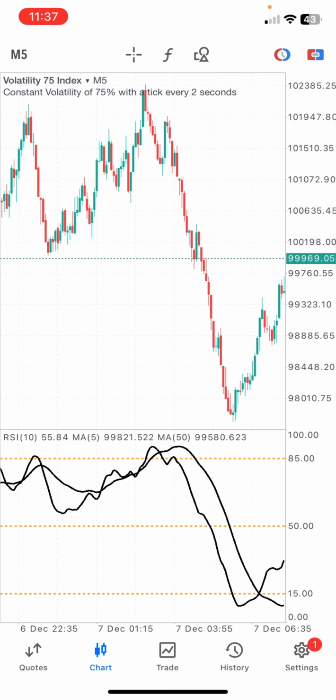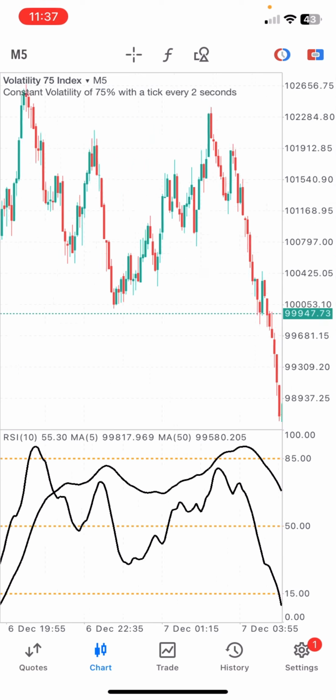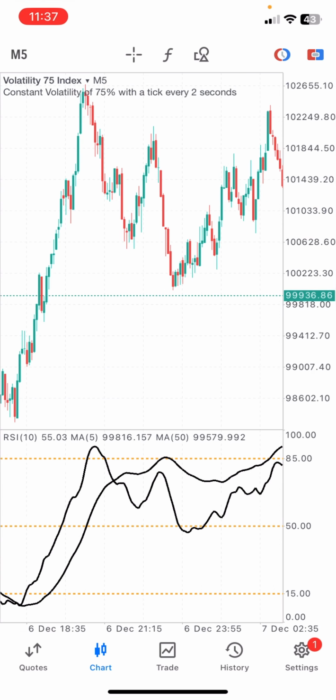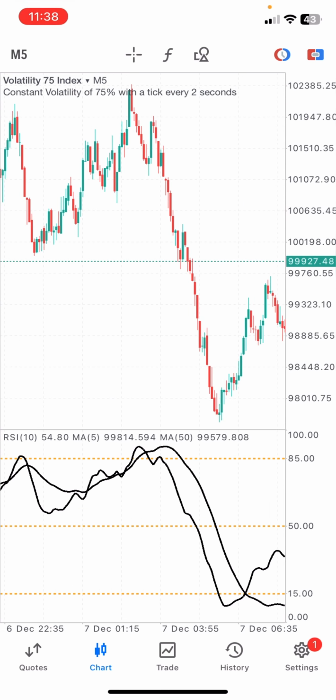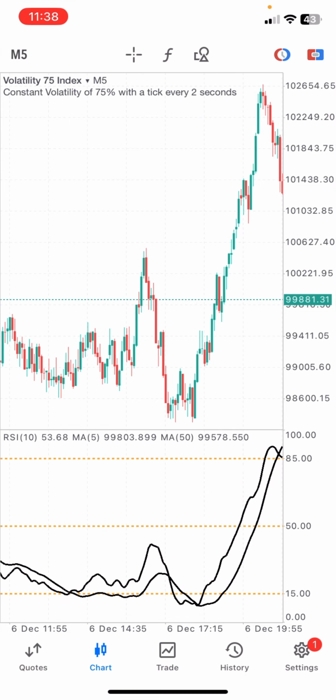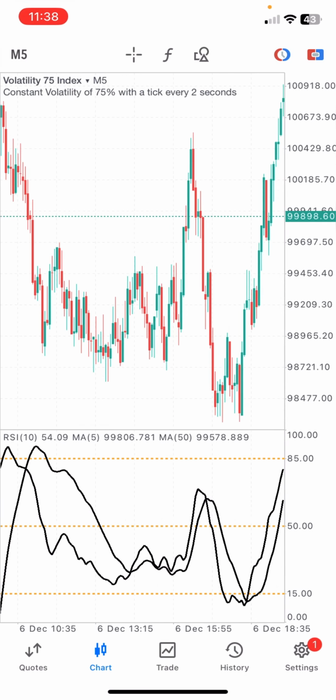Now how do you make use of your strategy? How do you use it, and what are the conditions you need to see to take any trade with the strategy? I will explain that to you guys next.